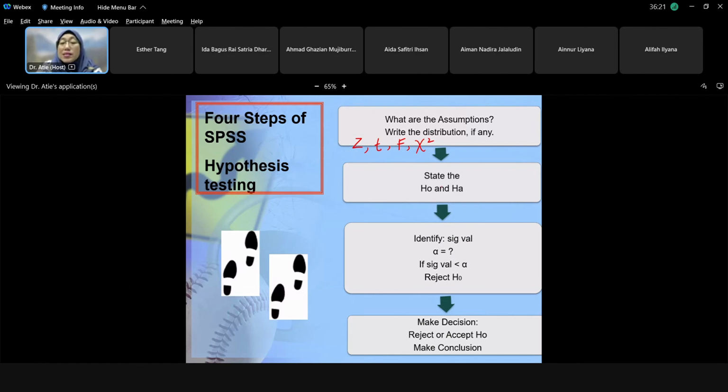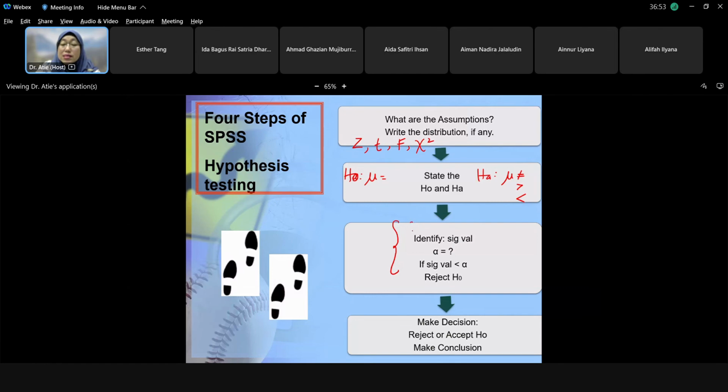State the H0 and HA. Again, it will be the same. You need to know mu is equal to what, and HA, mu not equal to, greater than, or less than. It will be the same. The best part is that step 3 covers step 4 and 5 in the manual part. So you need to identify the significant value.